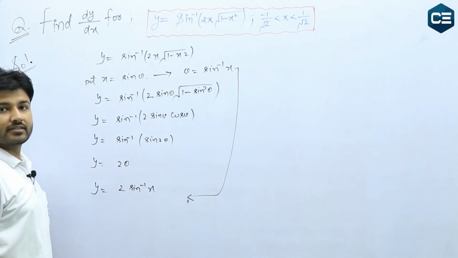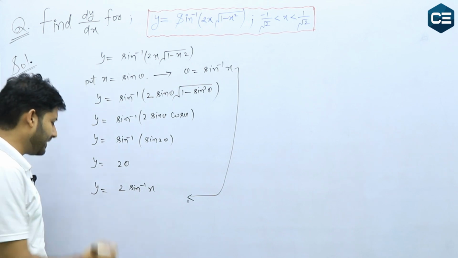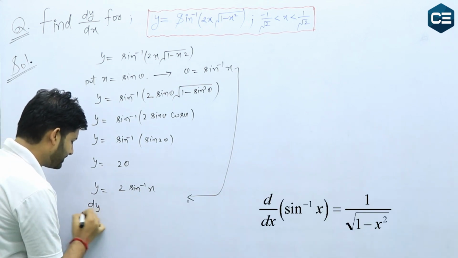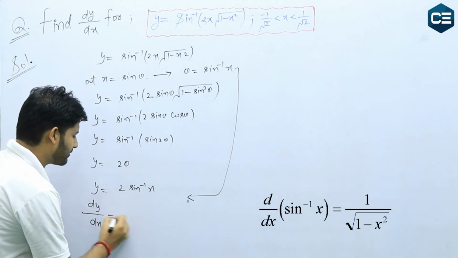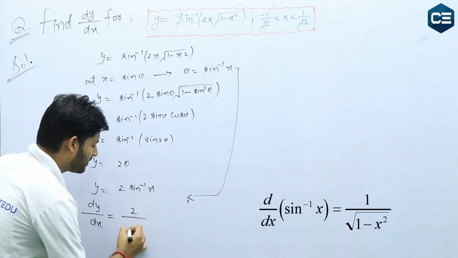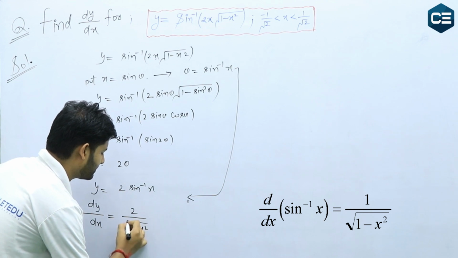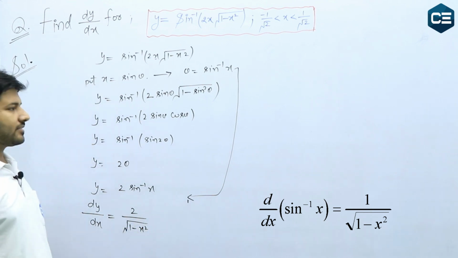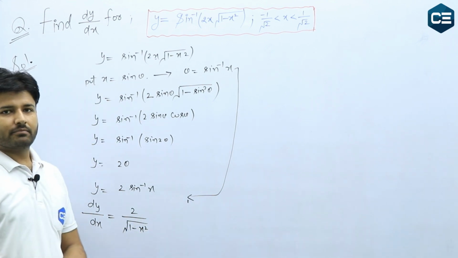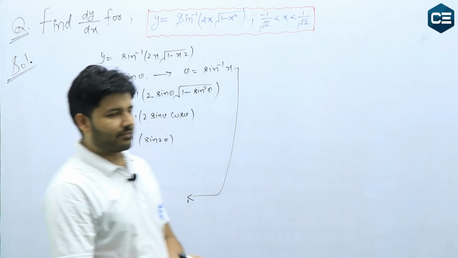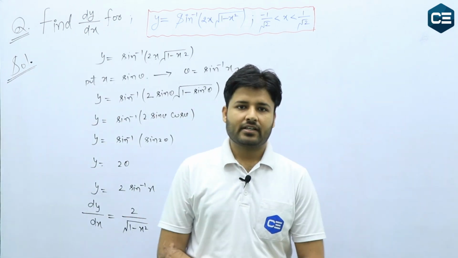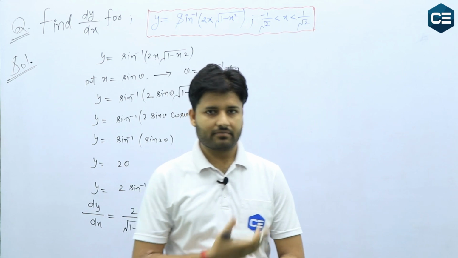Now differentiating this with respect to x on both sides, we get dy by dx equals 2 over square root of 1 minus x square. Yeah, this is our answer. Solved. That's okay. But one of my students did this problem with a different substitution, and you'll see what type of answer he got. We're going to do that too.